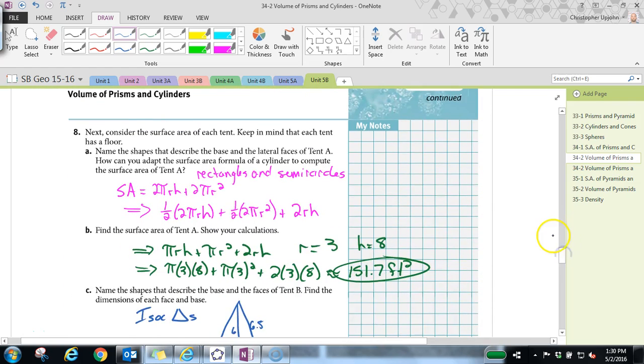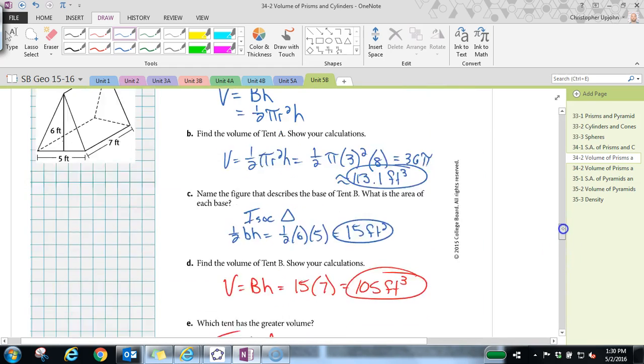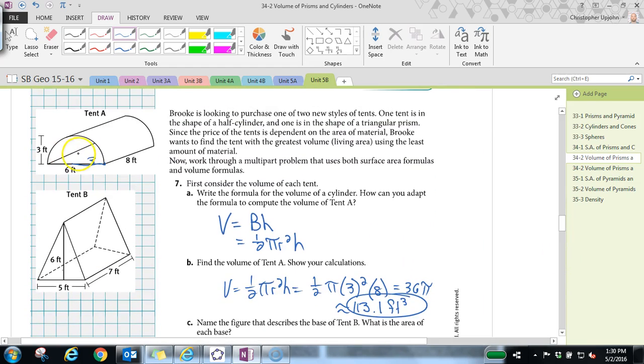Now, if we look at the surface area, tent A is a little confusing. We have 2 semicircles, which make up 1 circle. We have the bottom that they're going to be sleeping on, the 6 by 8, and then we have this rectangle that wraps around it.